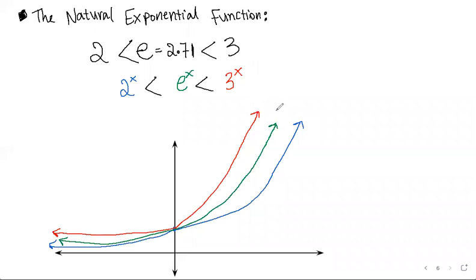Like this. So the green is e to the x, the blue is 2 to the x, and the red is 3 to the x. So this is the graph for the exponential function. Now, an example.